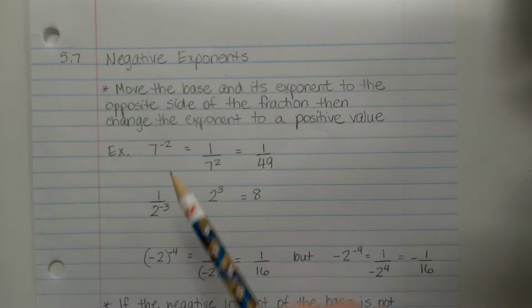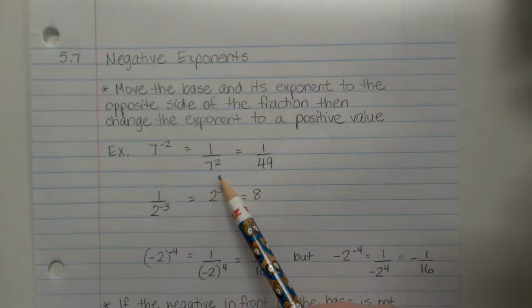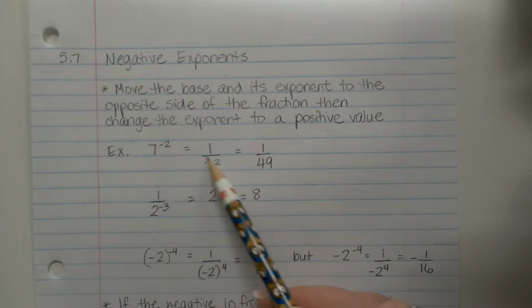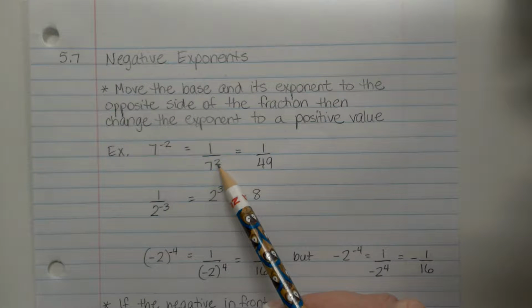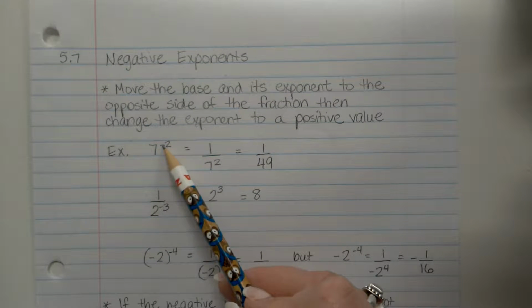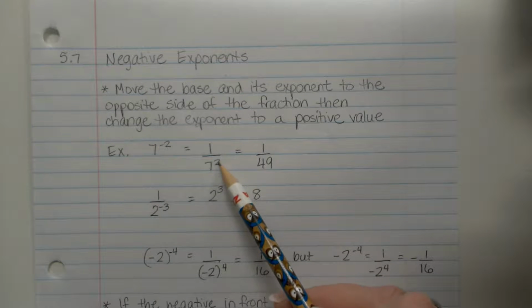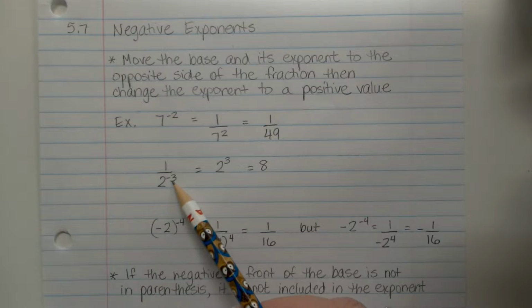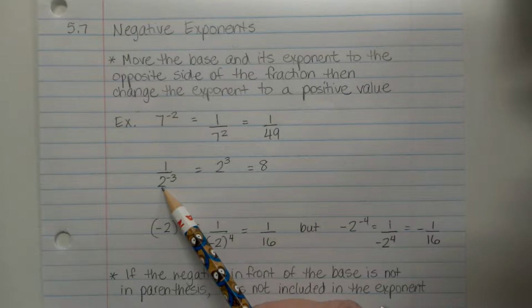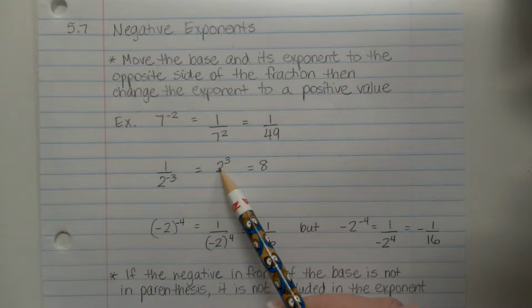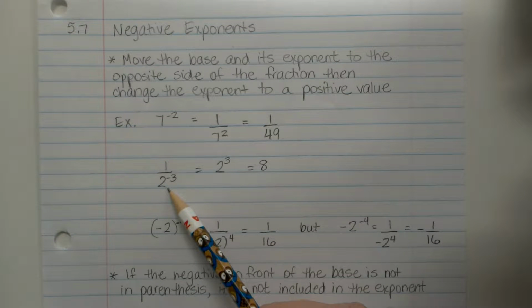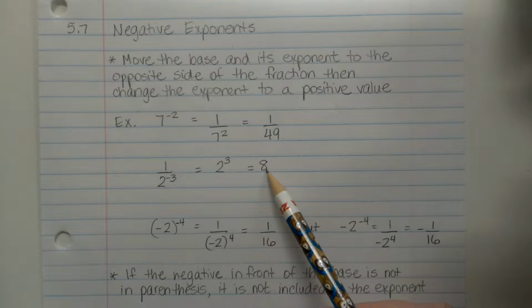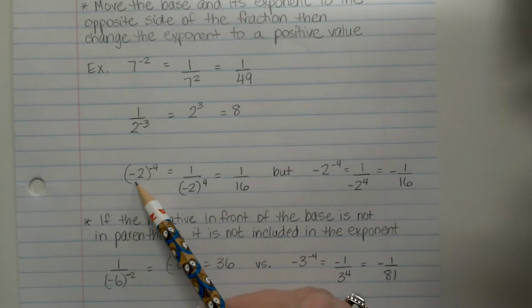If it's in the numerator currently, you need to move it to the denominator and change the sign of the exponent or the power. So in this case, this negative just says, move the 7 squared down here, which we did. If the negative exponent happens to be in the denominator, it's the same idea. You say, take this 2 cubed and move it to the numerator because it's currently in the denominator, and then evaluate it. Now, if you have a negative number, don't get confused.